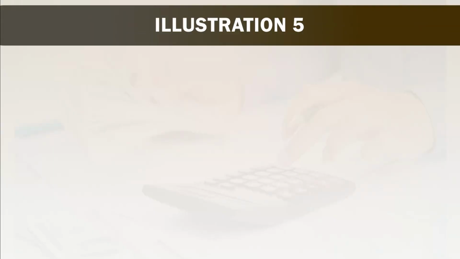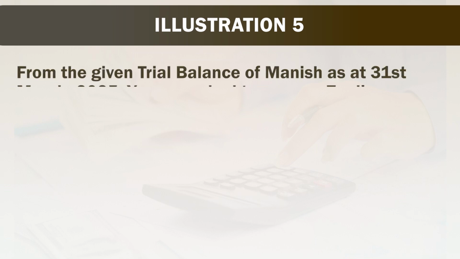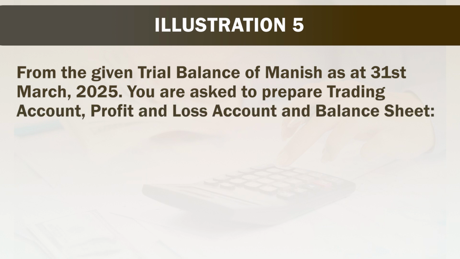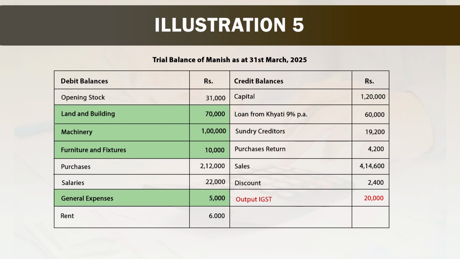Now, let us see illustration number 5. We will see certain new items over here. From the given trial balance of Monies as at 31st March 2025, you are asked to prepare trading account, profit and loss account and balance sheet. First of all, we will deal with the items of debit side. Friends, kindly note over here the items which are highlighted with the green color, that covers effect of adjustments.